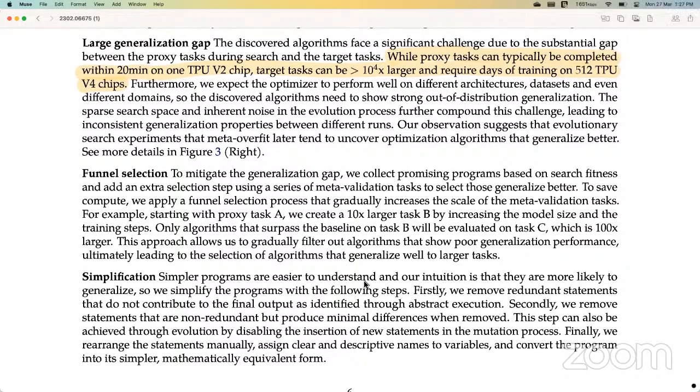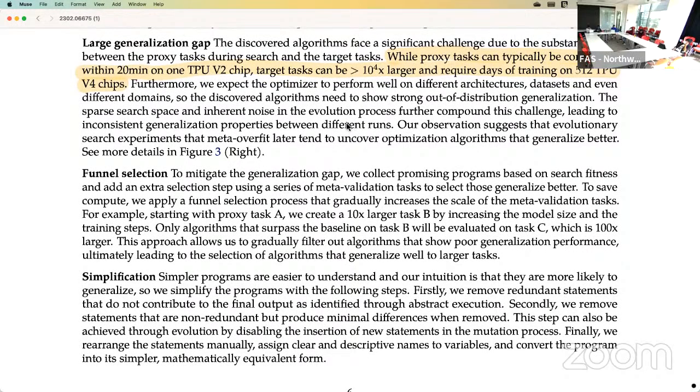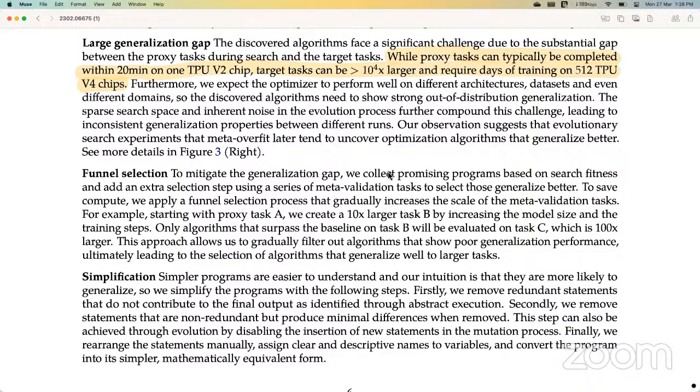Okay, thank you. They say that they collect promising programs, but I didn't get this part correctly. Okay, as they mentioned, they might consider tasks with different complexities. Maybe, I am not sure. Yeah, that might be as proxy tasks. Yes, thank you.